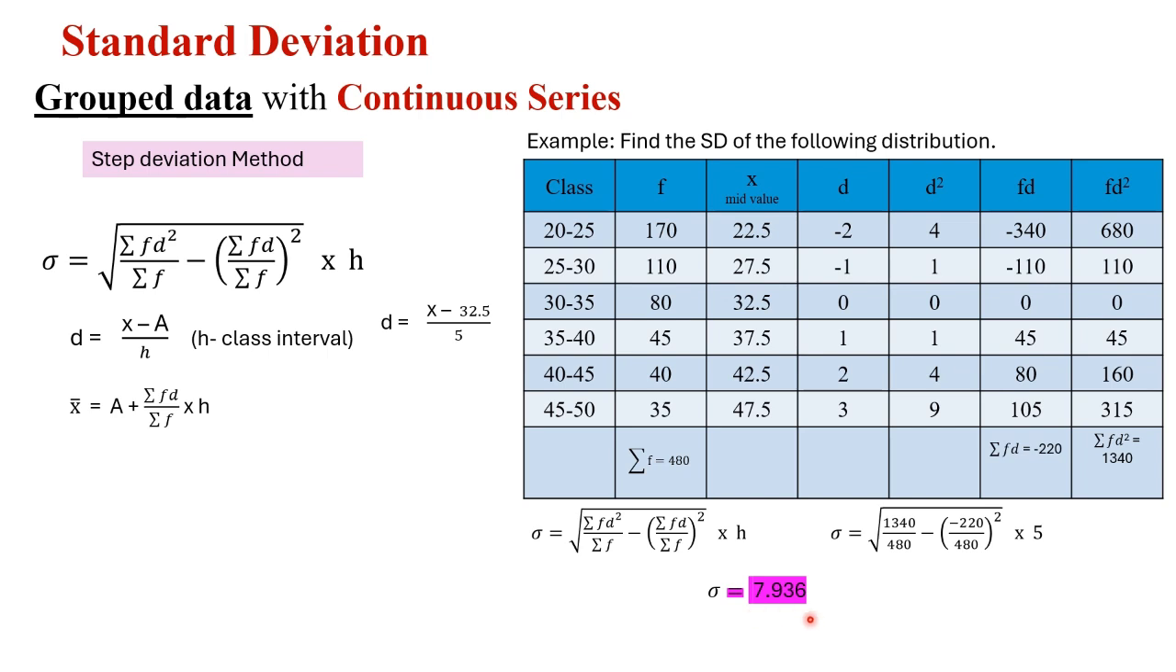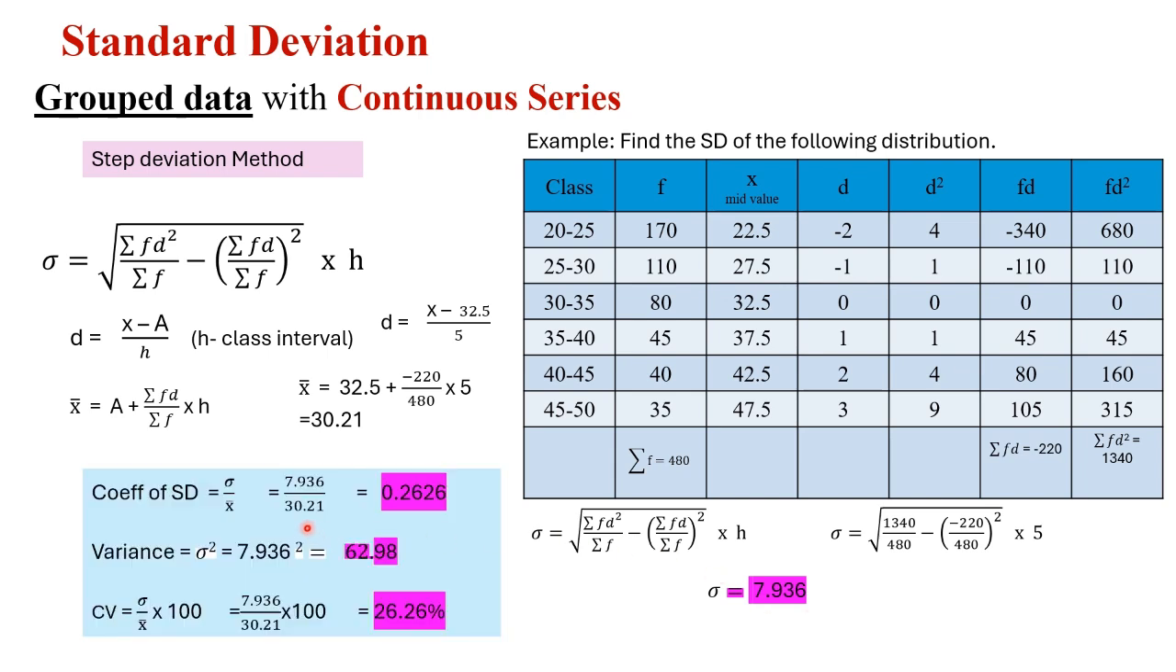Coefficient of standard deviation is sigma by x bar. X bar is equal to a plus sigma fd by sigma f times h, 32.5 plus minus 220 by 480 times 5, that is 30.21. Putting the values here, 7.936 by 30.21, which is 0.2626. Variance is square of standard deviation, 62.98. Coefficient of variance is sigma by x bar times 100, which is 26.25%.